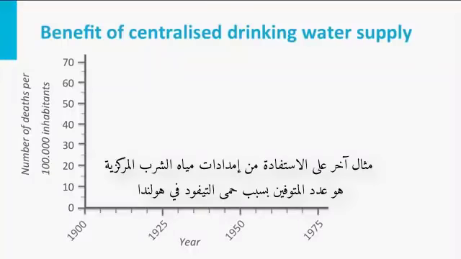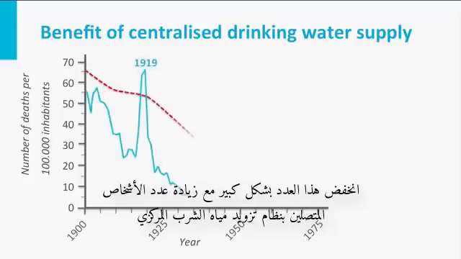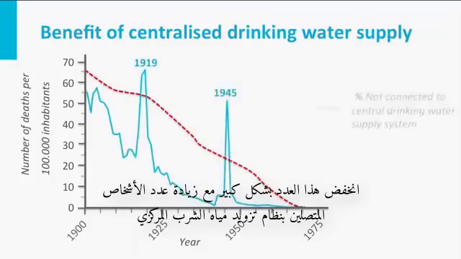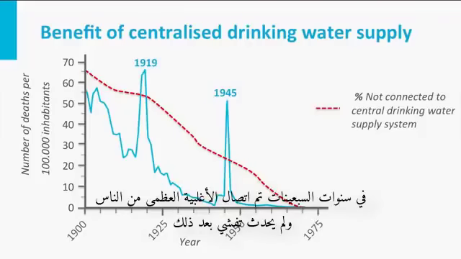Another example of the benefit of centralized drinking water supply is the number of people dying from typhoid fever in the Netherlands. This number decreased drastically with increasing number of people connected to the centralized drinking water supply system. In the 70s, almost all people were connected and no outbreaks were found anymore.